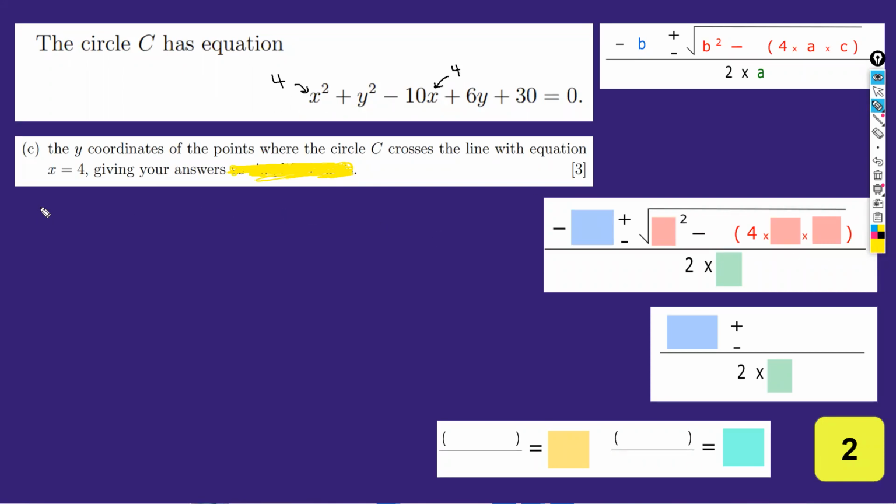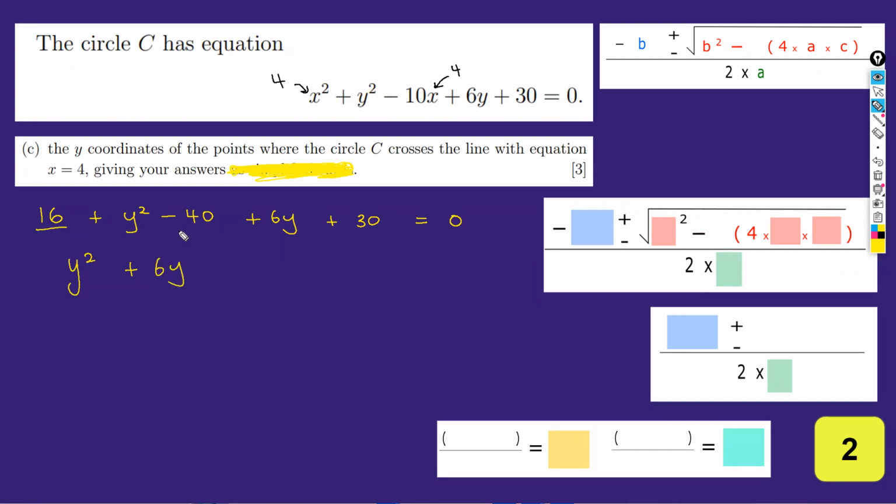So 4 squared is 16, plus y squared, 4 times minus 10 is minus 40. Then you have the 6y. Then you have the 30. And then you have equal to what? 0. Okay, so let's try to simplify this. It looks like a quadratic because it has a y squared and a y already. So we have y squared plus 6y.